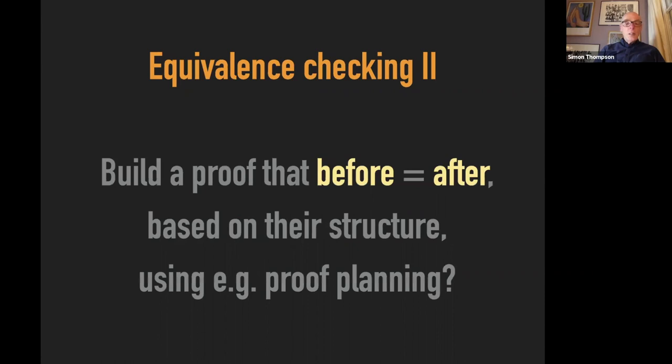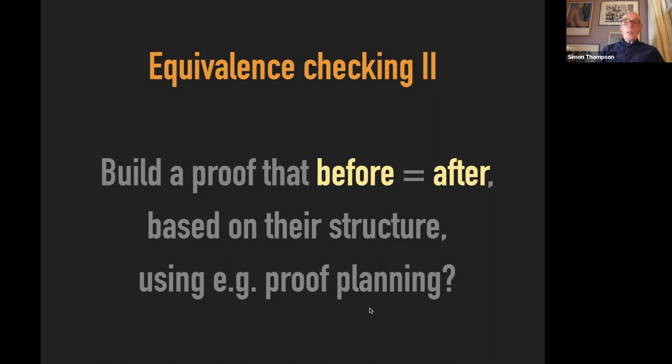Alternatively, you can try to build, knowing the structure of the programs before and after, a proof in your system that the before and after programs are equal, using what people call proof planning. So that gives you a mechanism for potentially doing this work. Now, this is not something that we've done. We've done some small experiments, but I can't say that we've got the technology here to roll out.